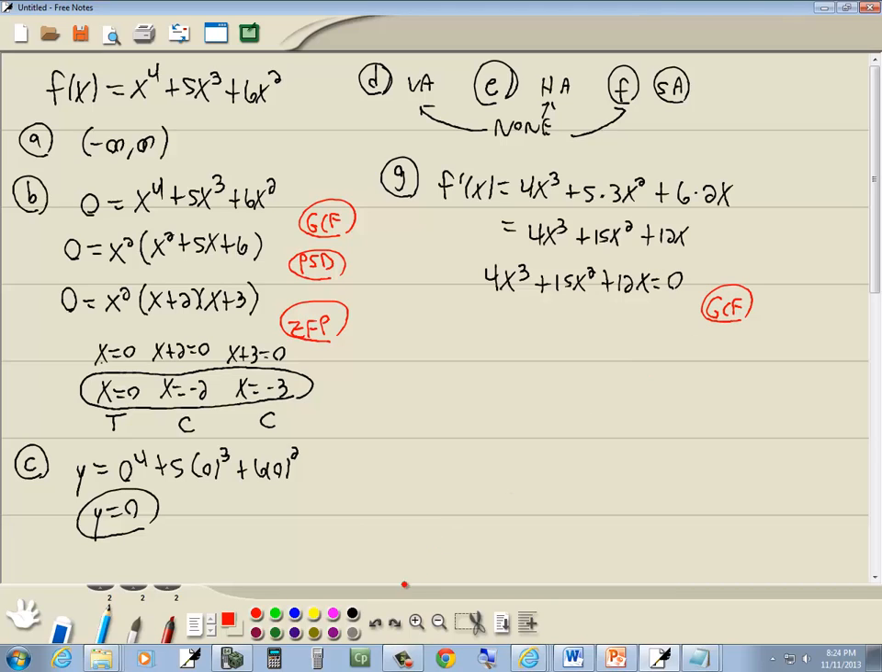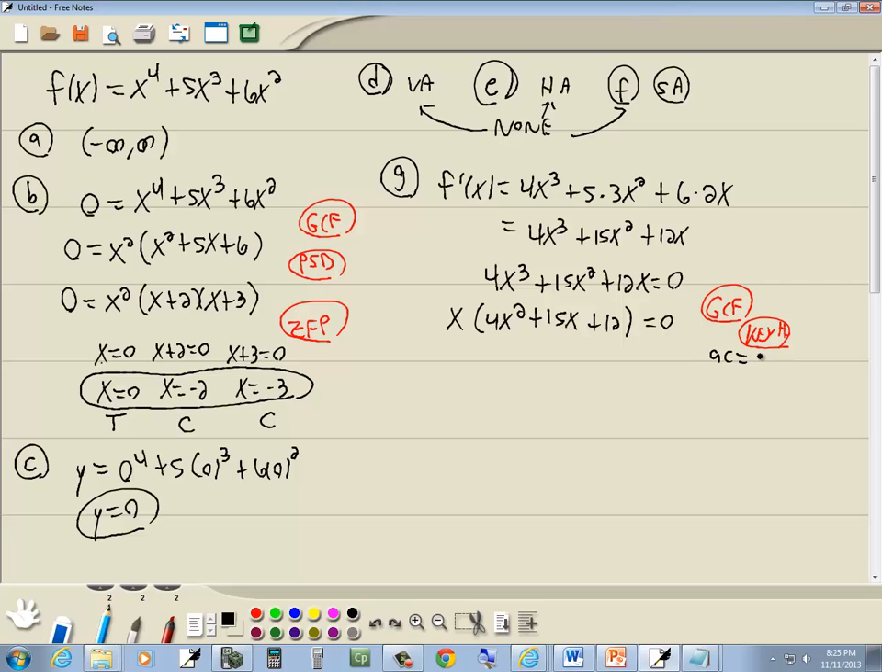First thing I notice is I can factor out a GCF. They all have an x in common. And that gives us x times 4x squared plus 15x plus 12 is equal to 0. Trying to see if it factors. I'm not seeing it. Doesn't mean it can't. If it does factor, it'll be key number, because we have an x squared, an x, and there's a number in front of our x squared.